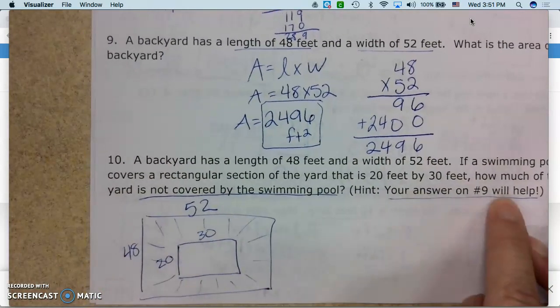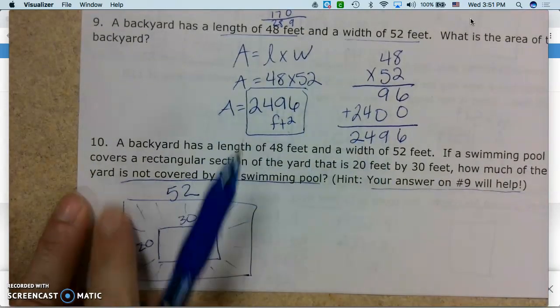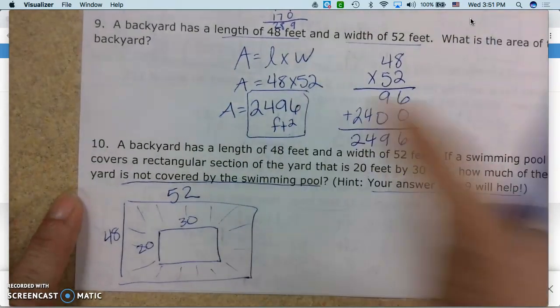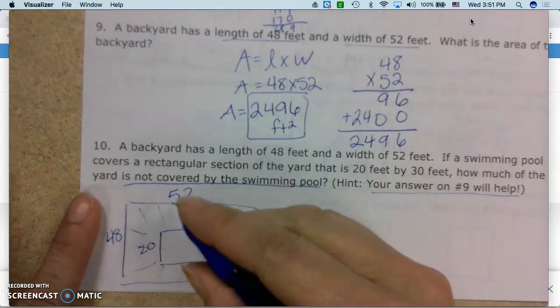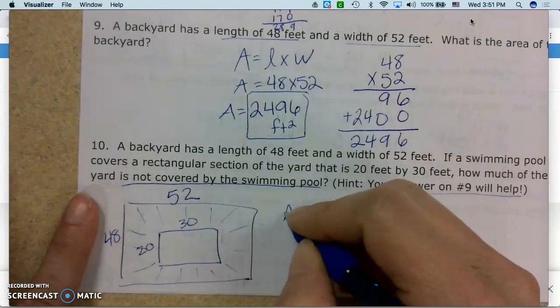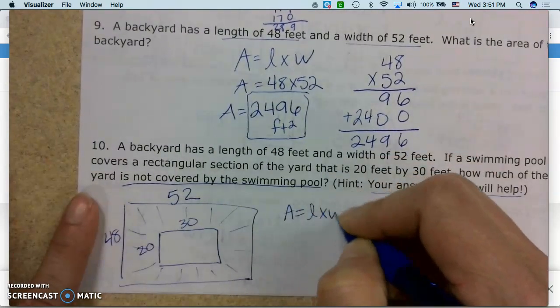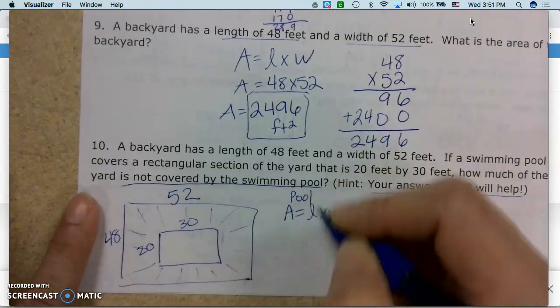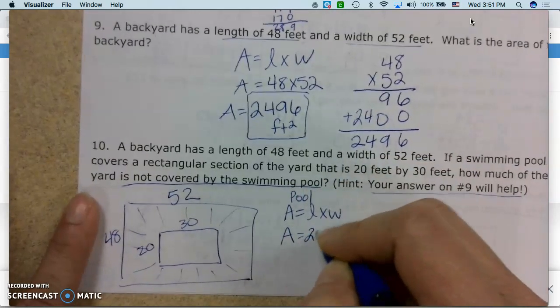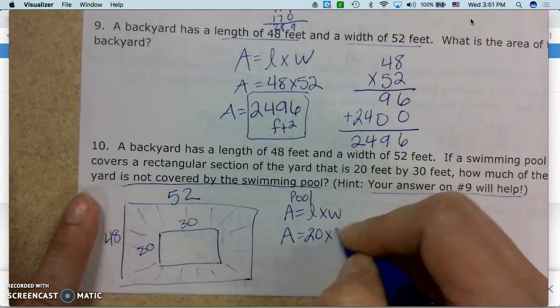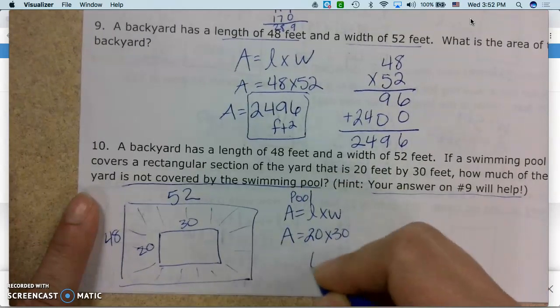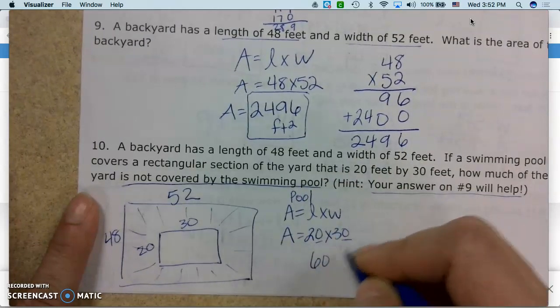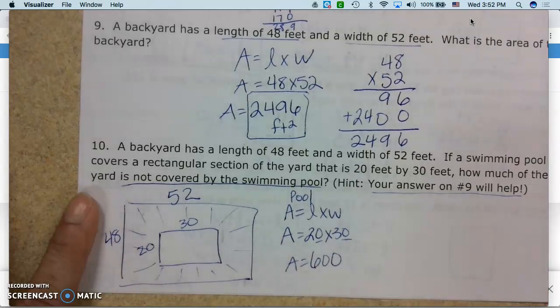And it says your answer on number 9 will help you. We've already found this area because it's the same as number 9. So I already know the area of the yard. So I just need to find the area of the pool. And that would be 20 times 30. And 2 times 3 is 6. And then remember, you add the 0 for the 20 and the 0 for the 30. So the area of the pool is 600.